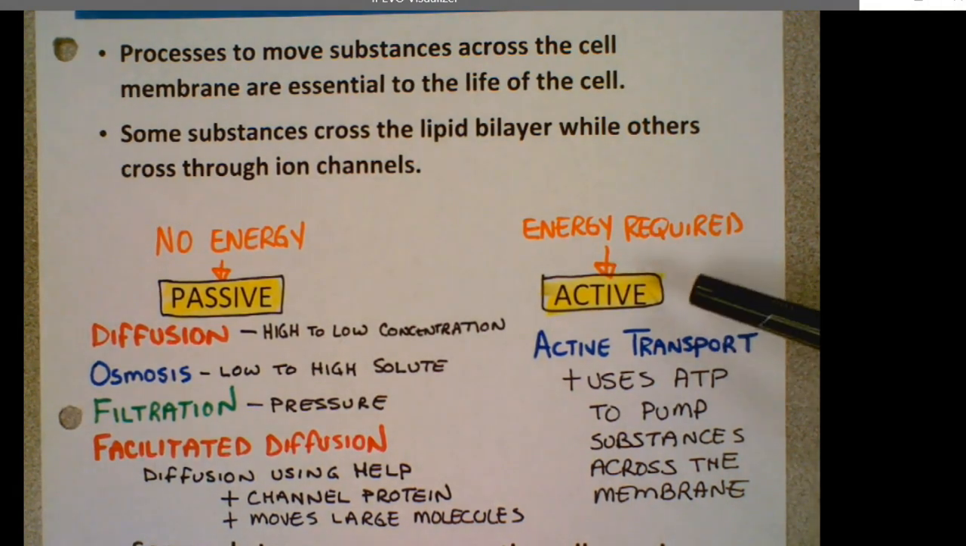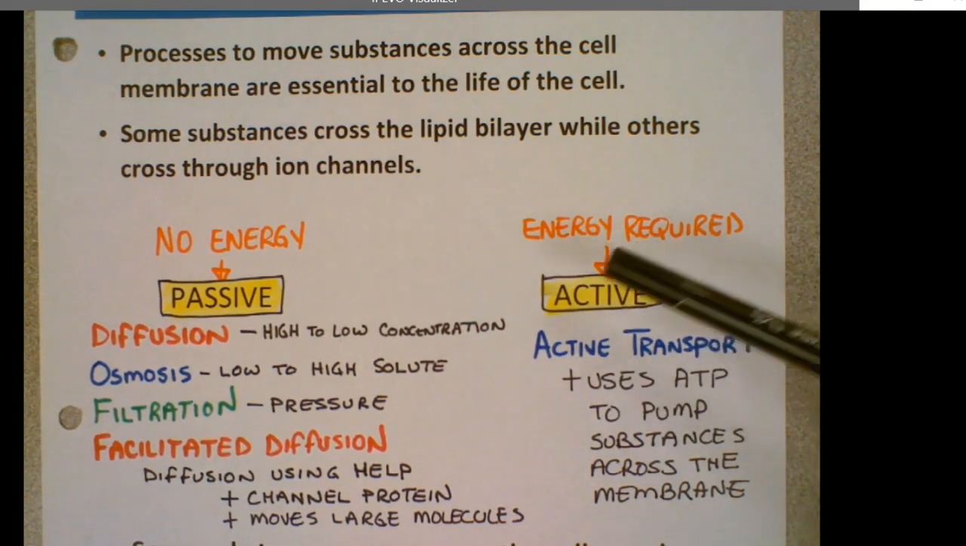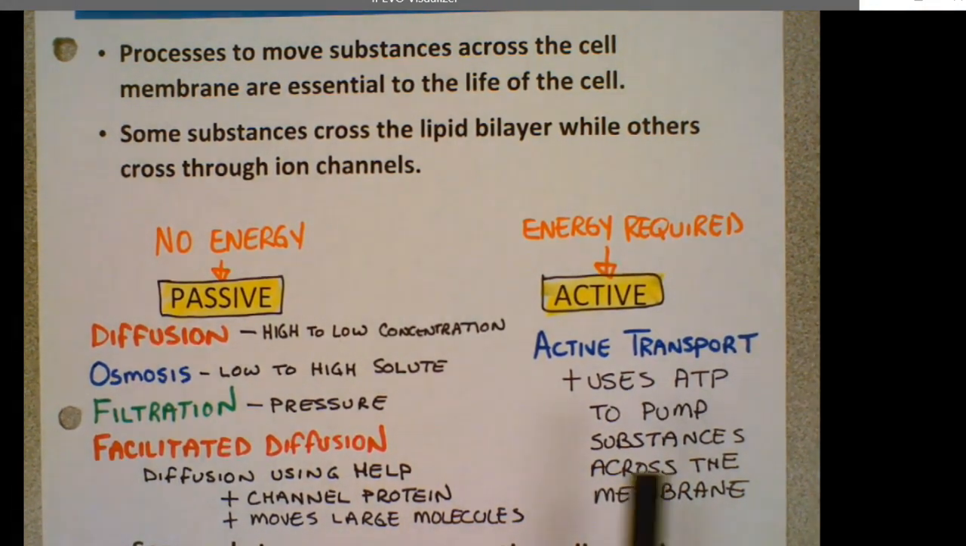We do sometimes need to pump molecules across the membrane, and this is where we would need active transport. So it says active transport uses ATP, that's energy, to pump substances across the membrane. So we burn energy to do this. A lot of metabolic processes require us to burn energy to move stuff across the membrane. And this is why we need to eat, because we need that energy to run our cells. So those are some examples.